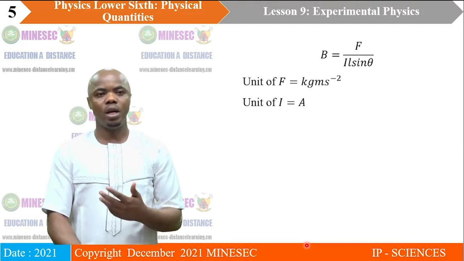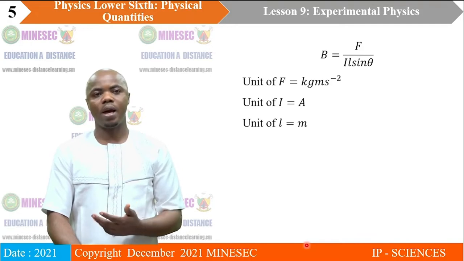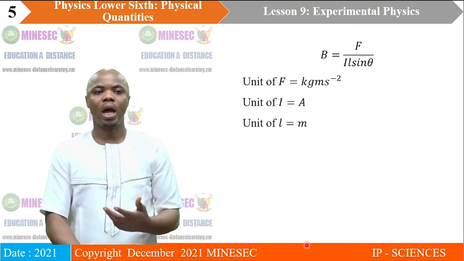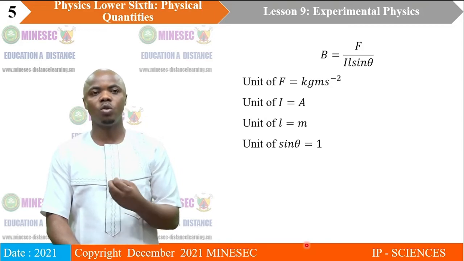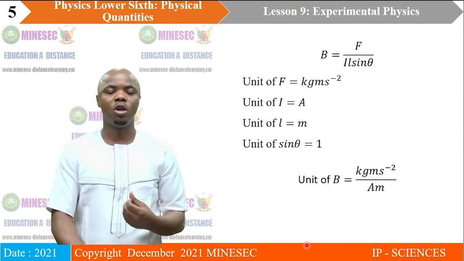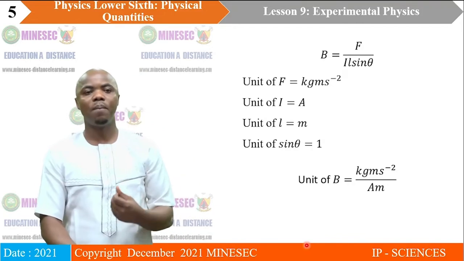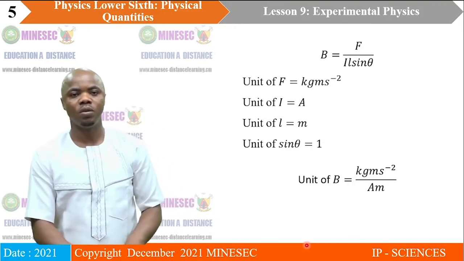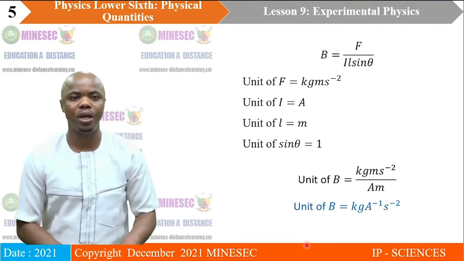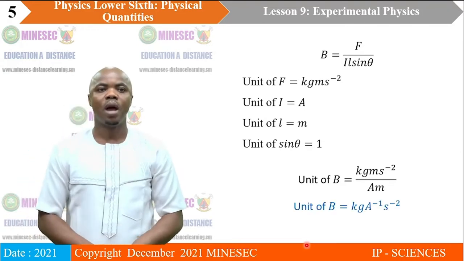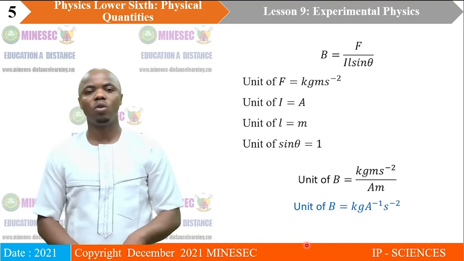Unit of I is the ampere, unit of L is meter. Sine is a unitless quantity. Sine theta is equal to 1. Therefore, the unit of B becomes kilogram meter per second square divided by ampere times meters. And we have the unit of B to be kilograms, ampere to the minus 1, second to the minus 2.